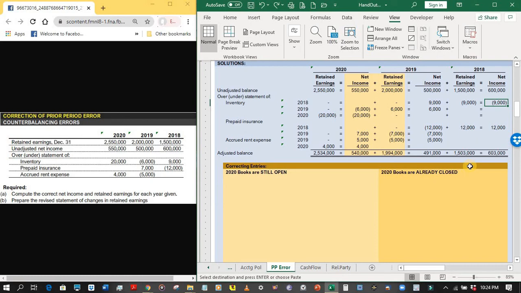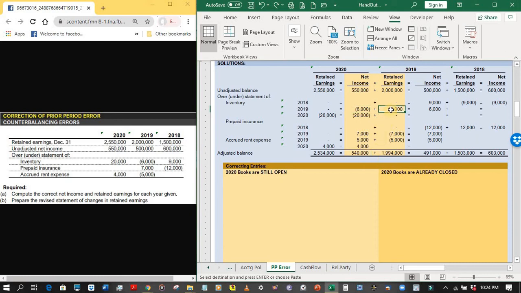So let us now proceed to the next error on inventory, so that is in 2019. So looking at the table, now we have an adjustment to be made. So that is a deduction from net income and an increase in retained earnings.